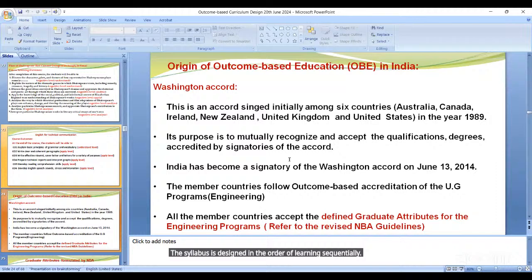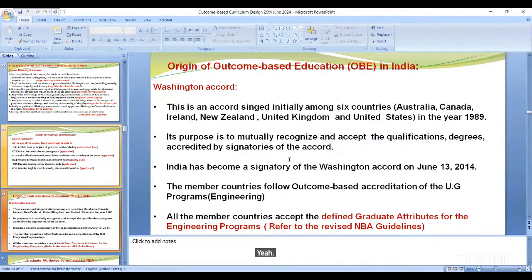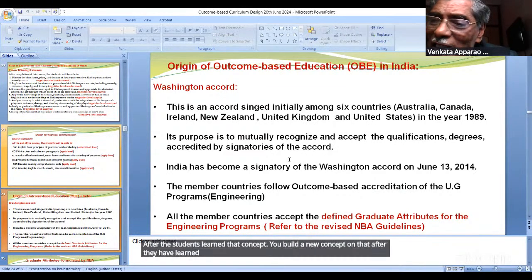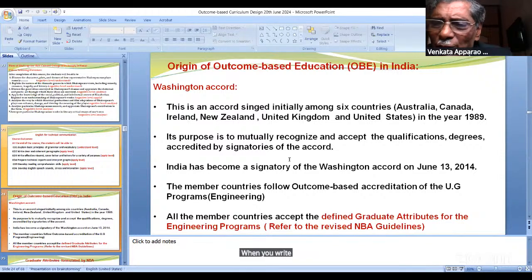You see, every concept is built on prerequisite knowledge. First you start with a particular concept. After the students learn that concept, you build a new concept on that. After they have learned it, you build a new concept on that. There is a sequence, an order of learning, and you have to follow that order only. When you write COs and the syllabus, follow the same order of learning. But there is no need to follow the hierarchy of Bloom's taxonomy as far as the course outcomes are concerned.